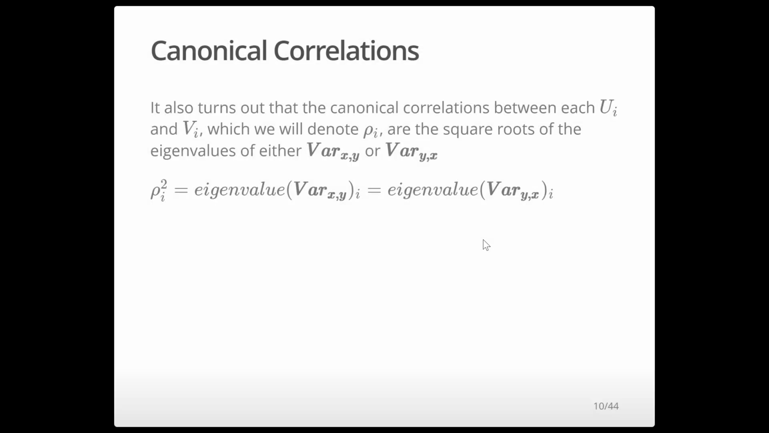data. It also turns out that the canonical correlations between each pair of canonical variates, U_i and V_i, which we're going to denote as rho_i, that's the Greek letter rho, are the square roots of the eigenvalues of either of these variate matrices. So rho squared equals the eigenvalue of either variate matrix.